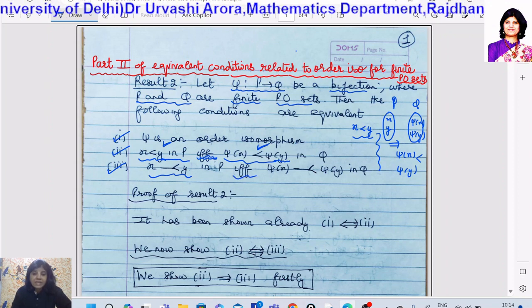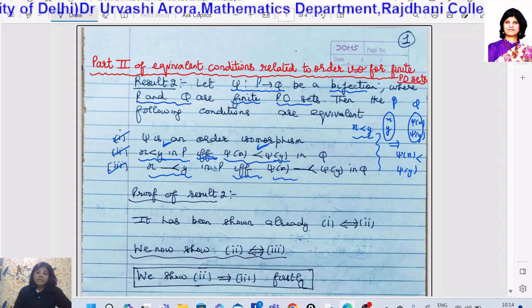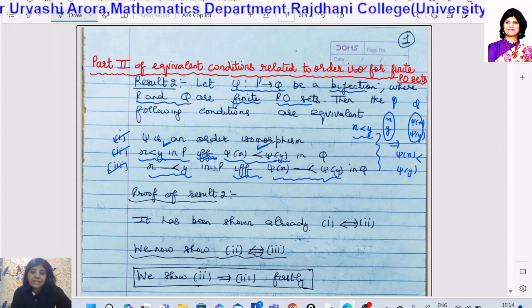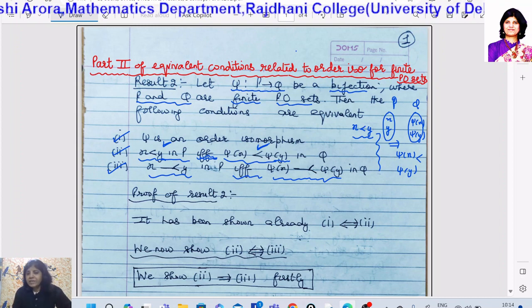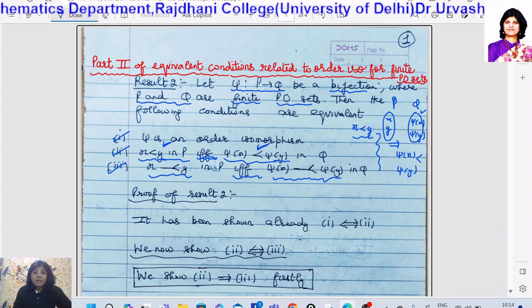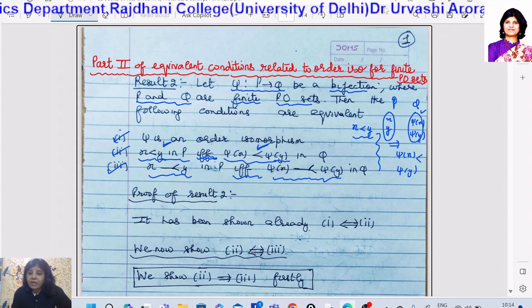This implies and is implied by that their images psi X and psi Y also behave in the same way, which means that psi X is covered by psi Y in Q. So psi X and psi Y, of course, are present in the set Q, and psi X is covered by psi Y in Q.